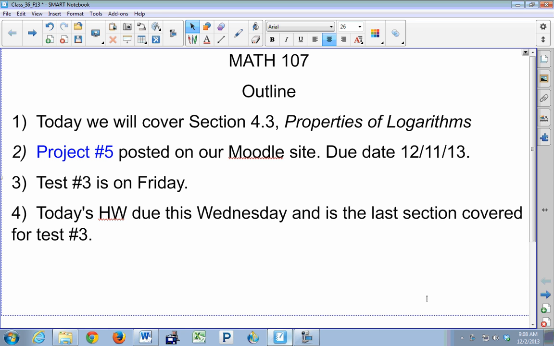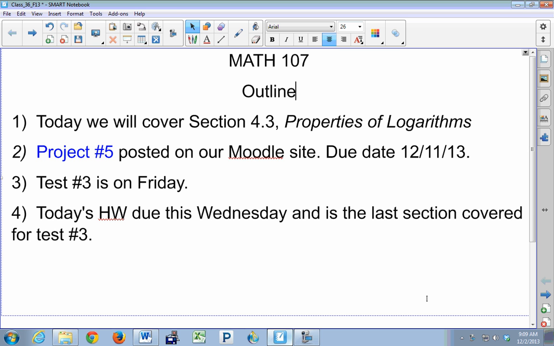Today we're going to spend maybe 20 minutes talking about some more properties of logarithms. We talked about 4 properties of logarithms in lecture 35, which was Wednesday before Thanksgiving break. I posted Project 5 on our Moodle site and sent everyone an email last week. You can download it and complete it.